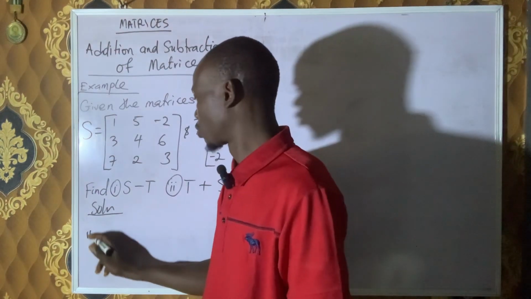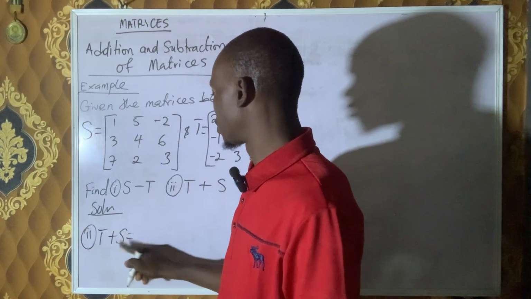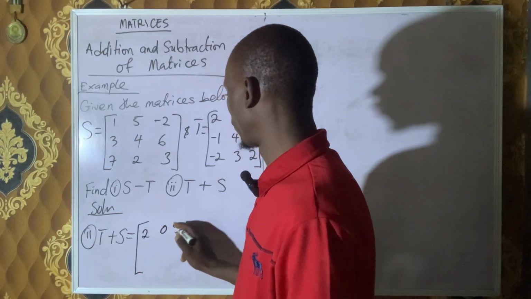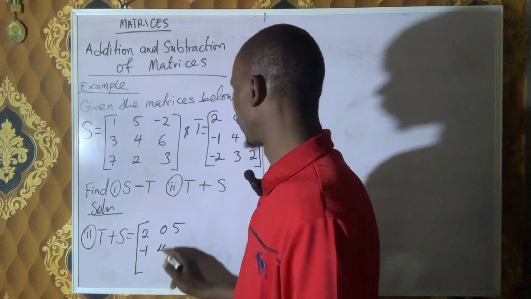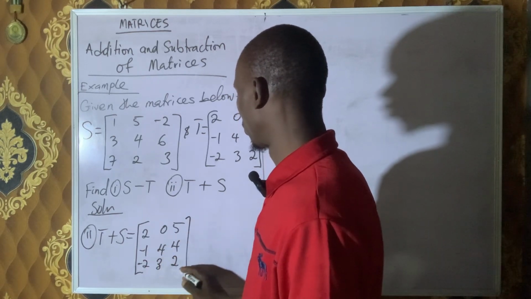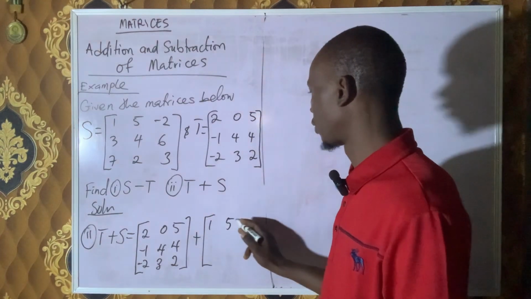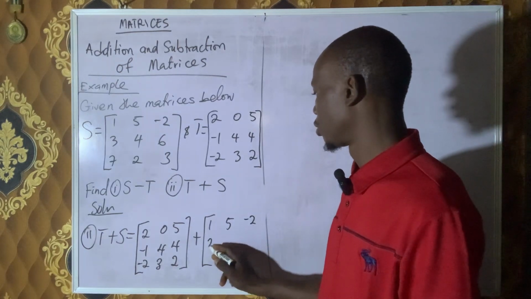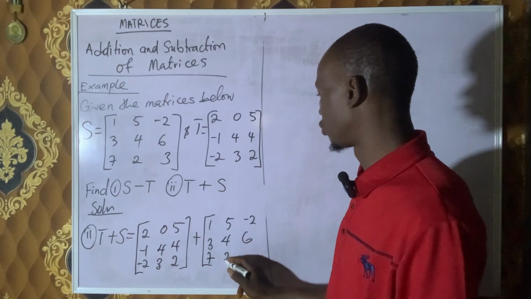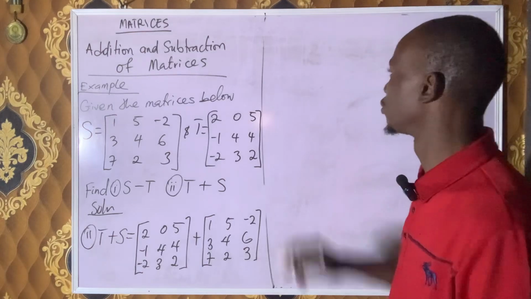Okay? So the second question says T plus S. What this means is matrix T, which is 2, 0, 5, minus 1, 4, 4, minus 2, 3, 2, plus matrix S, which is 1, 5, minus 2, 3, 4, 6, and 7, 2, 3. So we're going to add corresponding values.